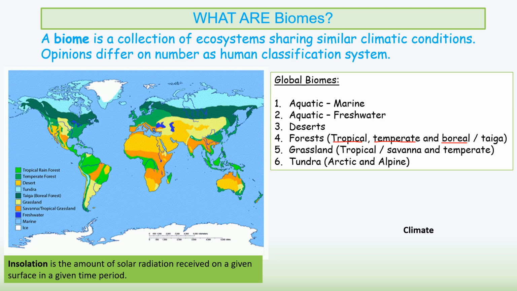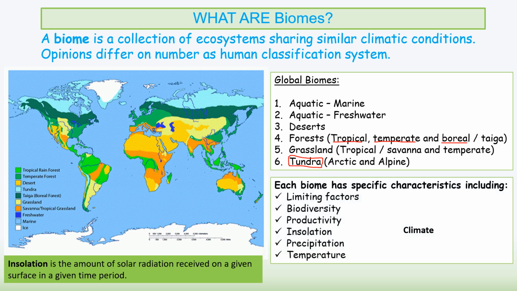And grasslands and tundra. Now, a tundra is an area where there's very little growth of plants because of very limited conditions. So this means that we need to understand that each biome has specific characteristics. Each biome will have certain limiting factors. So it might be that it's got very little nutrients in the soil.